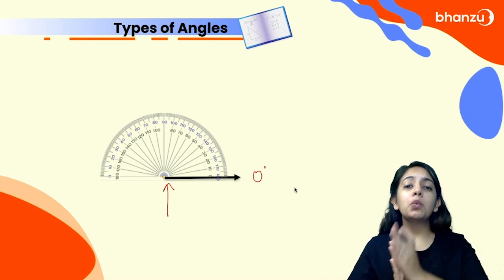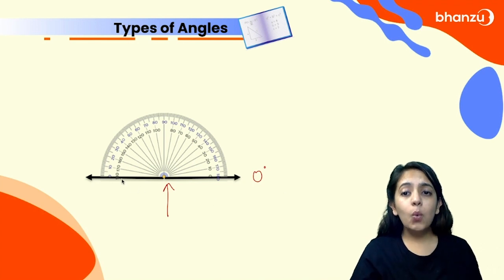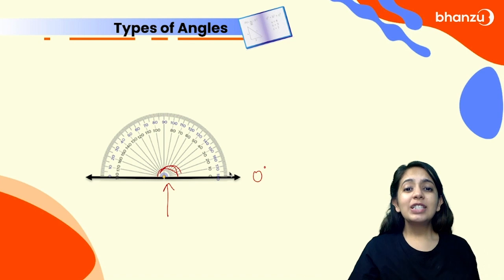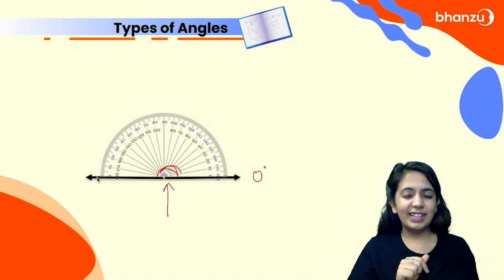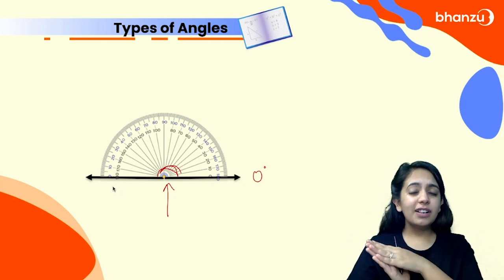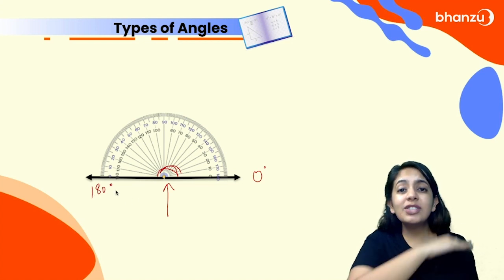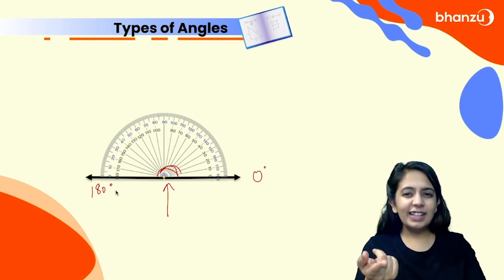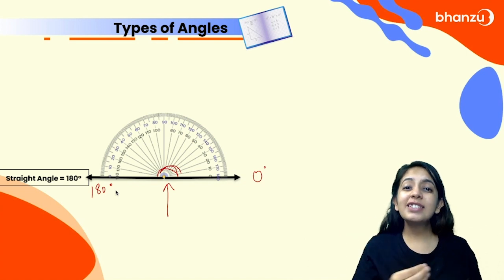Now what if I make one arm of the angle on 0 degree, but I make another arm of the angle at 180 degree? Then what is the measure of this angle? So we started from 0 degree and if we measure, it ended at 180 degrees. So therefore, the measure of this angle is 180 degree. Now can you observe this 180 degree angle is actually lying on the straight line. So what special name can it get? Straight angle? Absolutely right. So 180 degrees is actually called a straight angle.